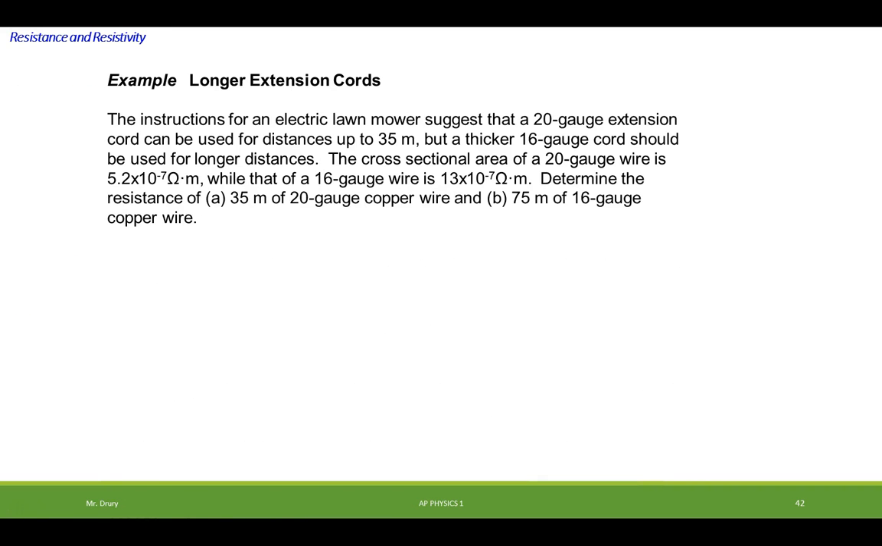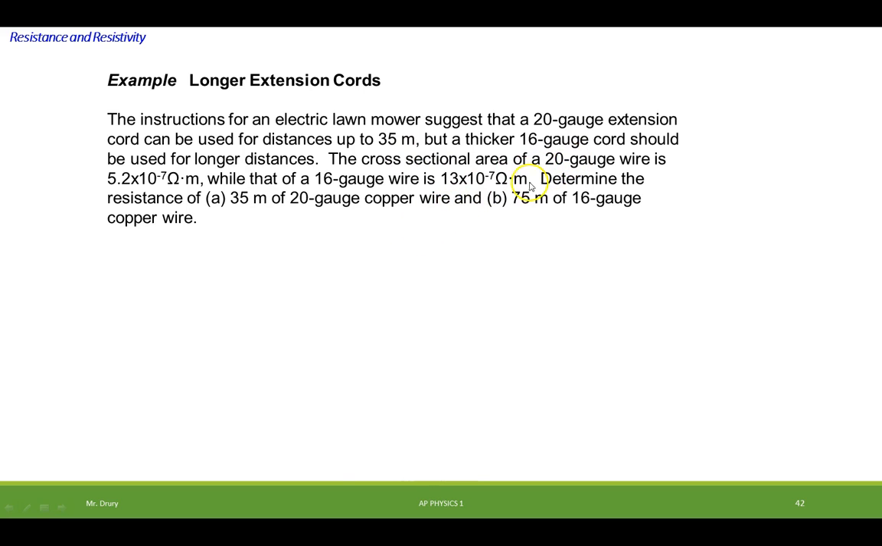So here's an example. The instructions for an electric lawnmower suggest that a 20 gauge extension cord can be used for distances up to 35 meters, but a thicker 16 gauge cord should be used for longer distances. And this should make sense to you because as you go a longer distance, according to that equation, you can have more and more resistance. By using a thicker gauge, you go from 20 to 16. 16 is actually thicker. You offer more area, so there should be less resistance.